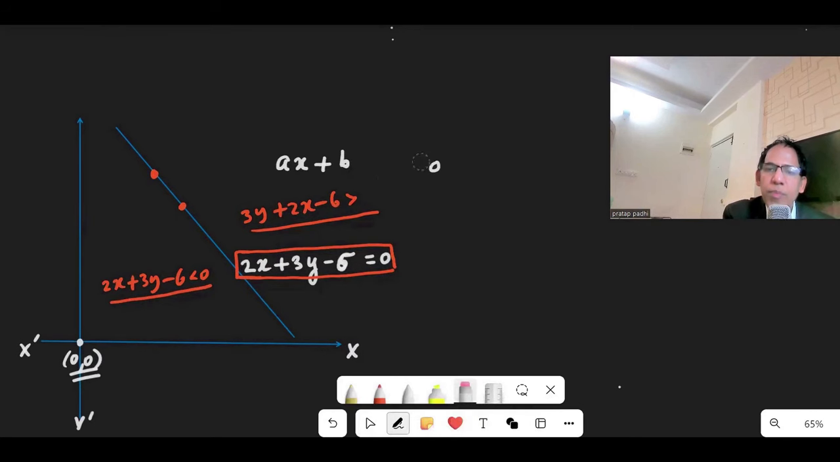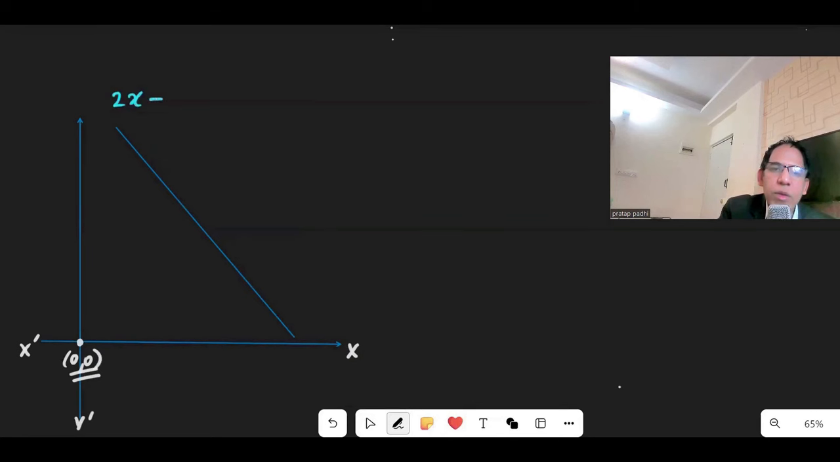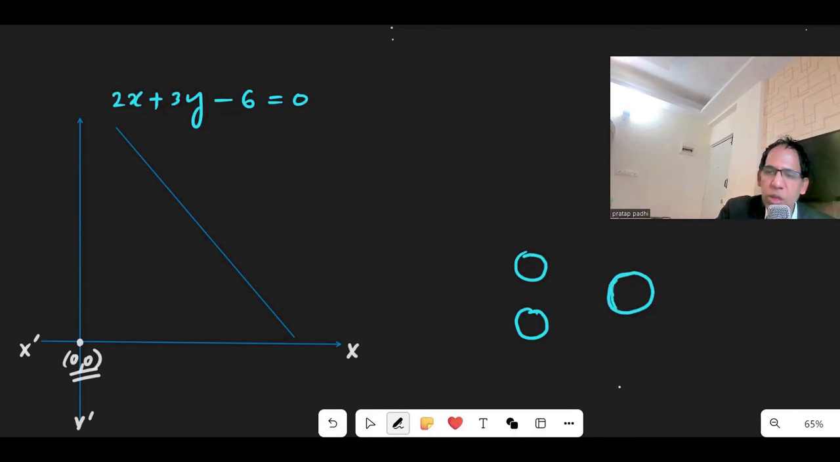So let me erase all. This is my equation 2x plus 3y minus 6 is equal to 0. This is my equation, equation of the line, you remember. Now what I will do is, I will make a neural network, okay? One neuron, this is the second neuron. These are input neurons. Even we should not say neurons, these are the inputs. This is the perceptron neuron. I'm talking about this neuron. This is the perceptron. When I say perceptron, remember, the activation function is the Heaviside function. So here you get the value with weights. And here you will get the answer, okay?